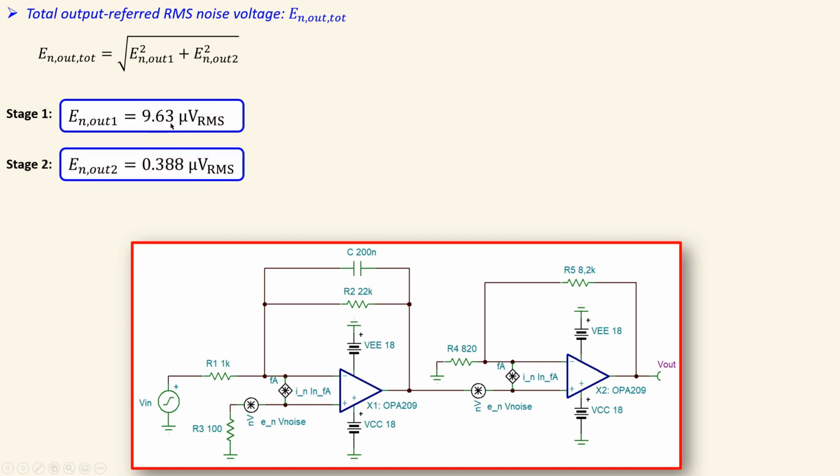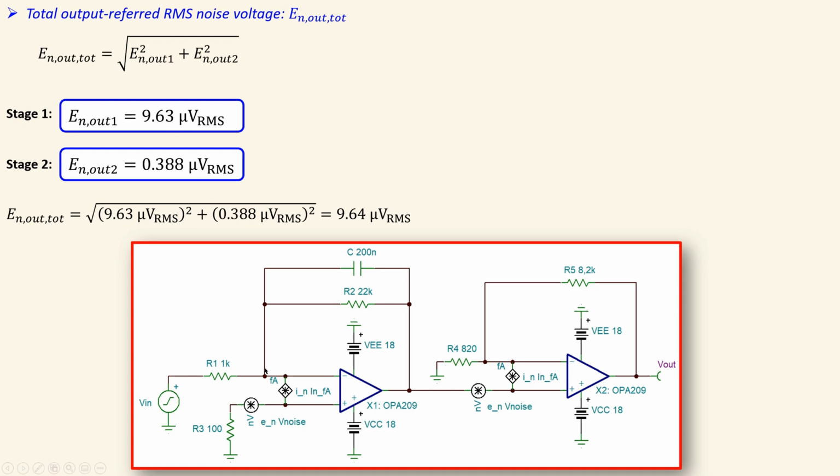You can see actually the first stage is much larger than the second stage. So that's actually the case most of the time when you have a high gain relative to the subsequent stages. In this case, the noise gain of this one is 23, and the noise gain of this one is 11, so this is larger than that one. So this will be dominant also in this part of the circuit. Now, if you want to combine this using this formula, add the values here, you will get 9.64 microvolts RMS, which is very close to the 9.63 microvolts RMS.